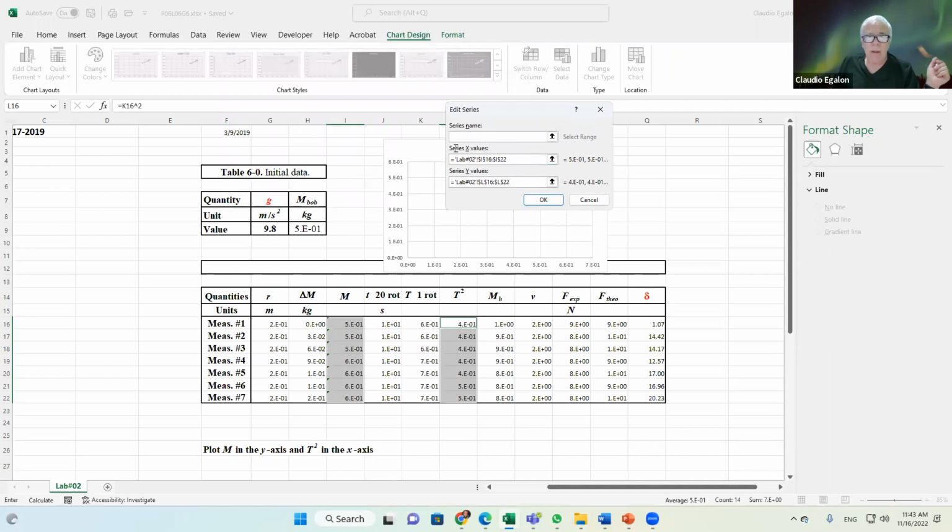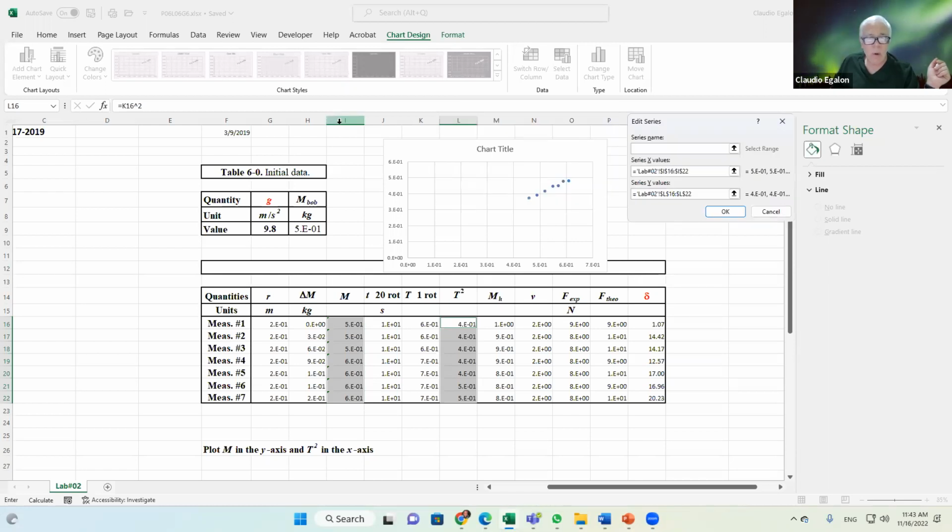Edit, and then notice here, series X values. This data here in this column I is being plotted along the x-axis. What's in the I column is the M, right? This data here on the L column, which is the T square, is being plotted along the Y values, the Y-axis. So what you have to do, you have to switch. What is I must become L. In this case, the L is going to be plotted along the x-axis. And what is L must become I. So everything along the I column is going to be plotted along the y-axis.